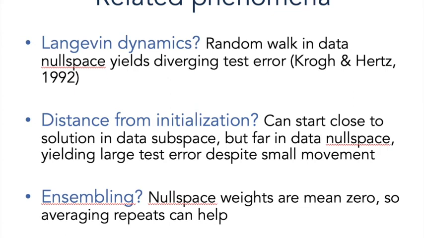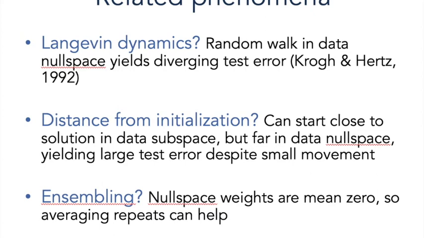You also might think that what matters is how far you've moved from where you initialize. But again, you can construct examples where you might be close in the data subspace, but far away in this data null space, and you would still have large test error. I think it's a useful model for thinking through some of these things. There's another fun example of this. The null space weights are zero mean. So what this means is if you ensembled a lot of repeat training runs, you would average out their effect. And so in this simple linear model, ensembling really does help, and this is also demonstrated.